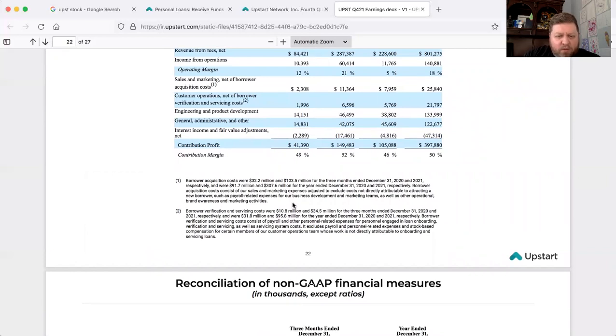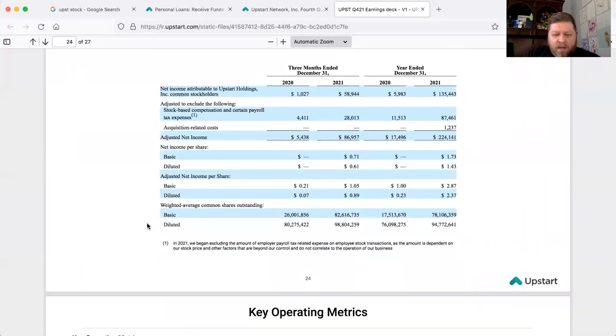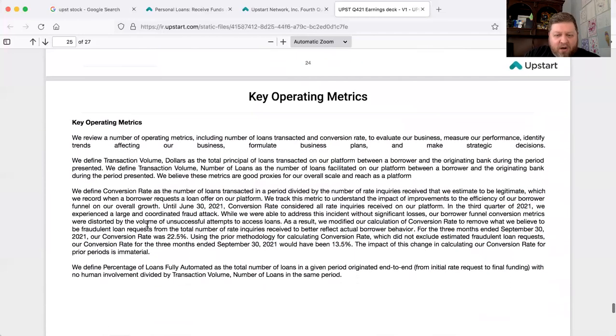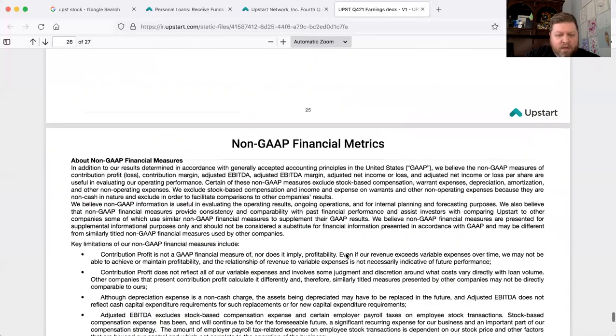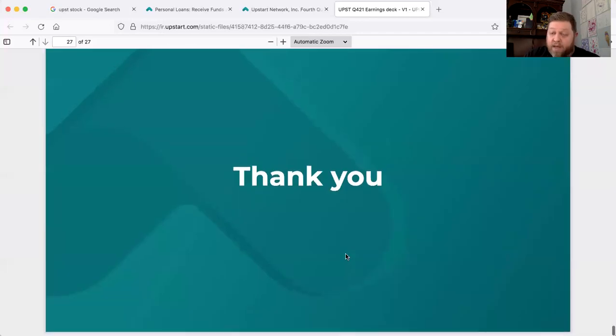Way down here in little writing, right? Borrower acquisition costs were 32.2 million and 103.5 million for the 3 months ended December 31st. Borrower and verification servicing costs were 10.8 million, 34, blah blah blah. I don't know. The things that I really need to see in here, I'm not seeing. Sorry for the lack of insight here, but I really can't find it. Okay, that's it. So listen, here's the deal.